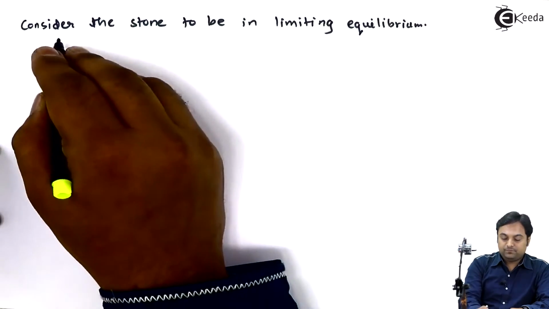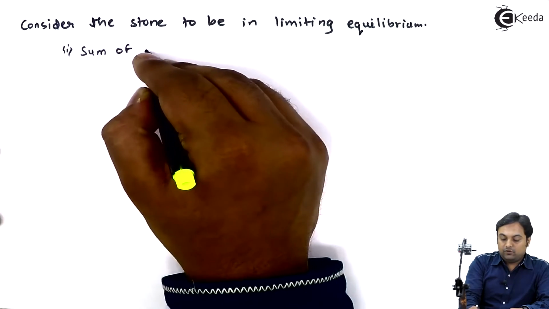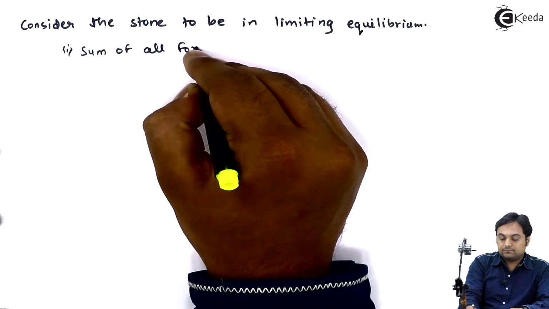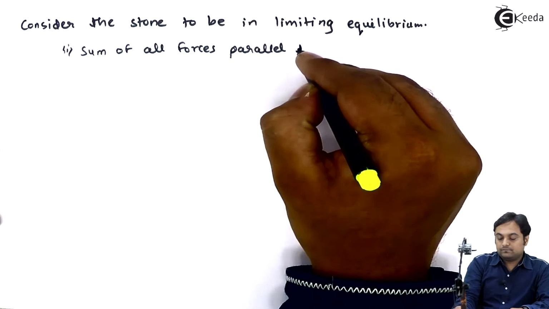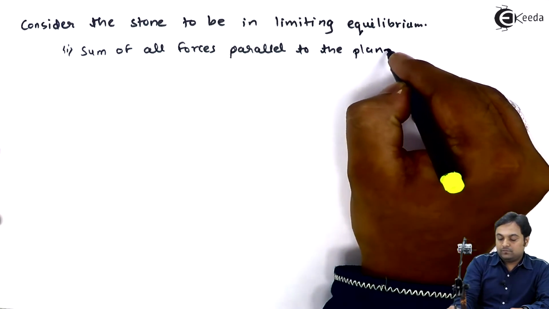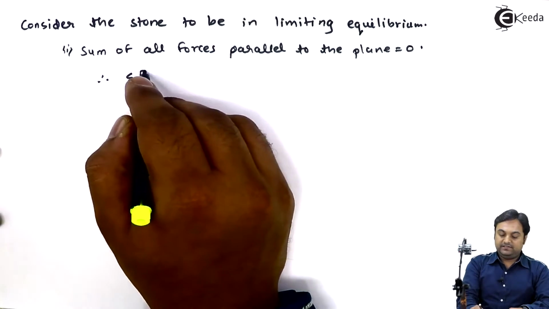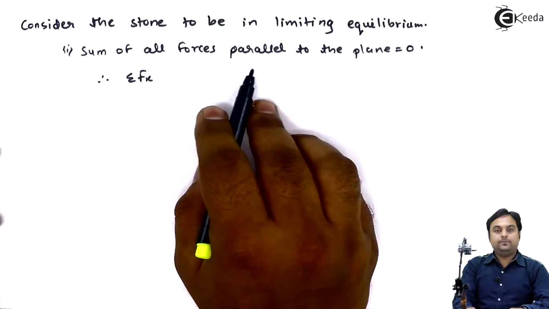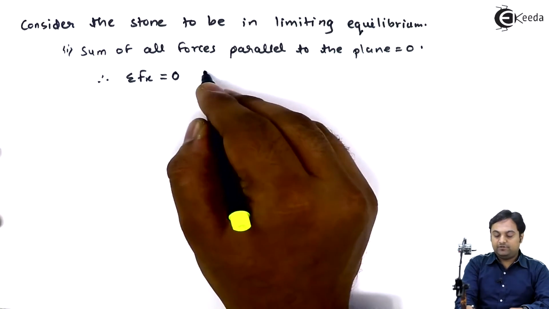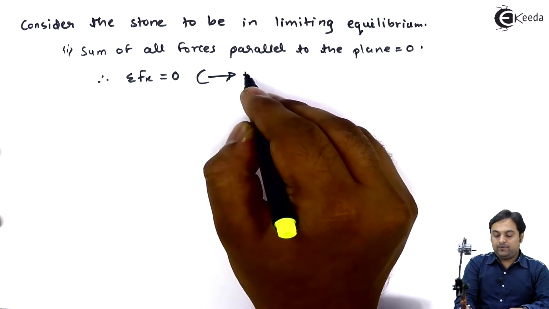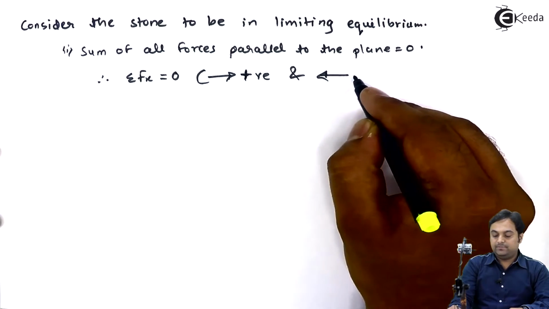I'll say that the sum of all forces parallel to the plane should be taken equal to 0. Therefore, since the sum of all forces parallel to the plane, you can treat it as summation Fx, that should be taken as 0. All upward forces along the plane positive and all downward forces along the plane negative.